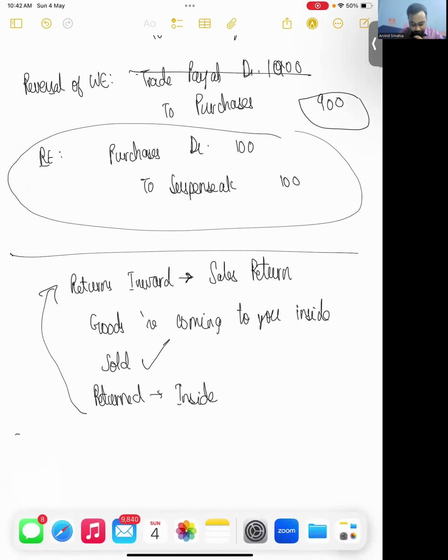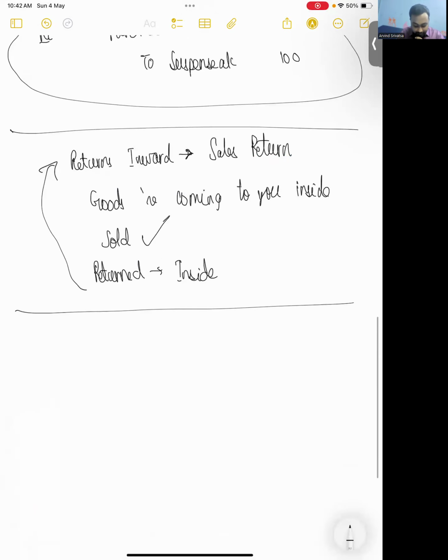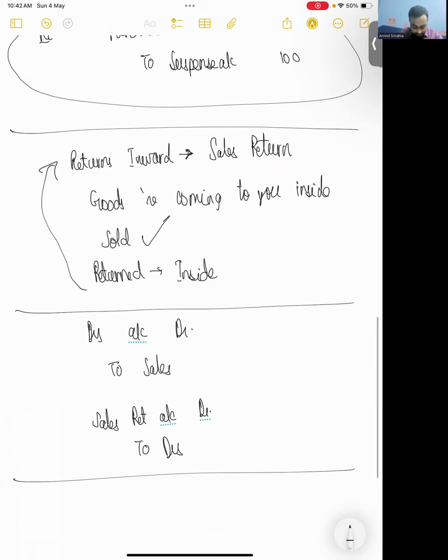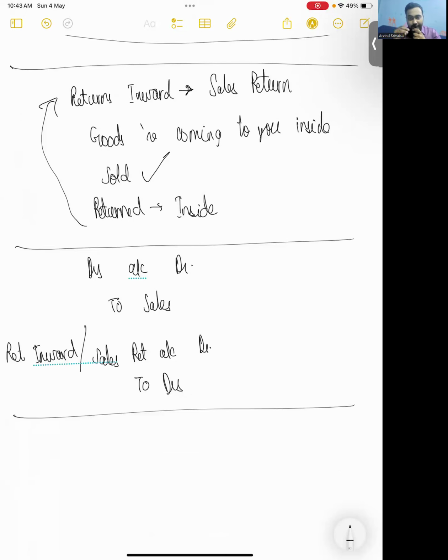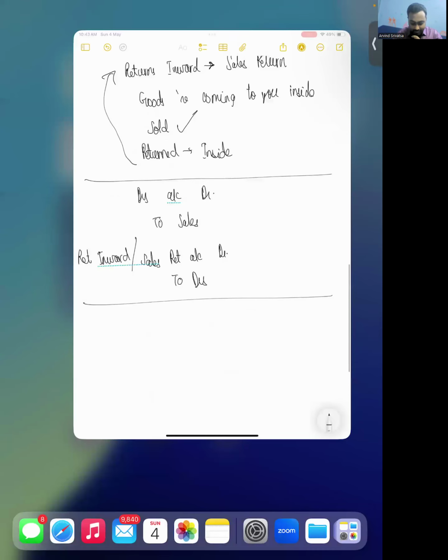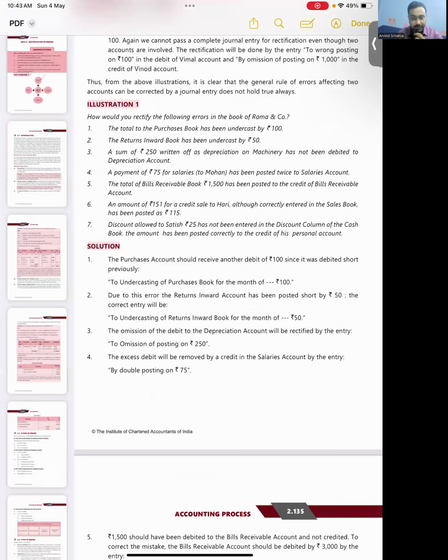For information, when we sell goods, we pass the entry debtors account debit, or trade receivables account debit, to sales. And when goods come inside, we pass the entry sales returns account debit to debtors. This is the entry we pass for returns inward. You can refer to anything. Basically, you have to understand that sales account is credited and returns inward is debited. So when you need to increase your returns inward, you need to debit it. So what has happened here? If you see, your returns inward book has been undercast by 50.